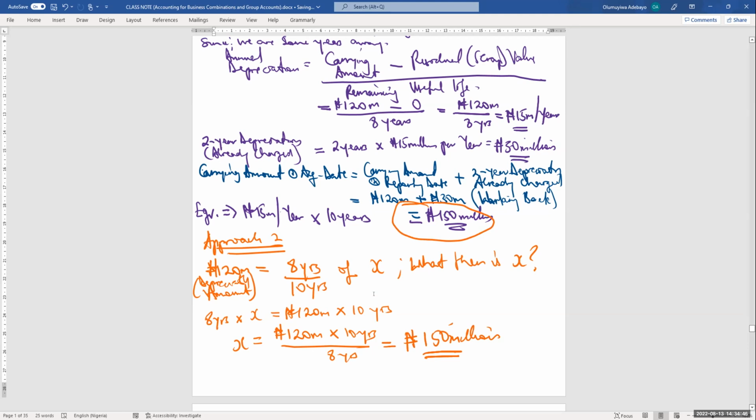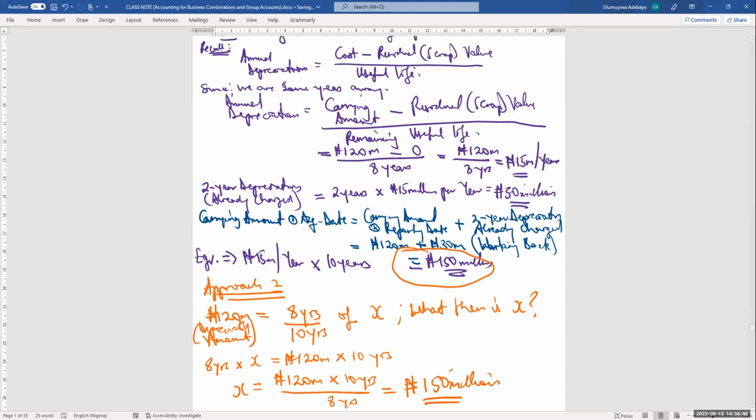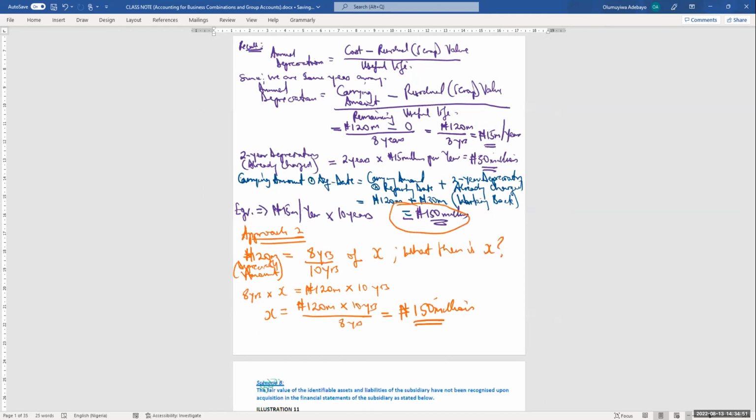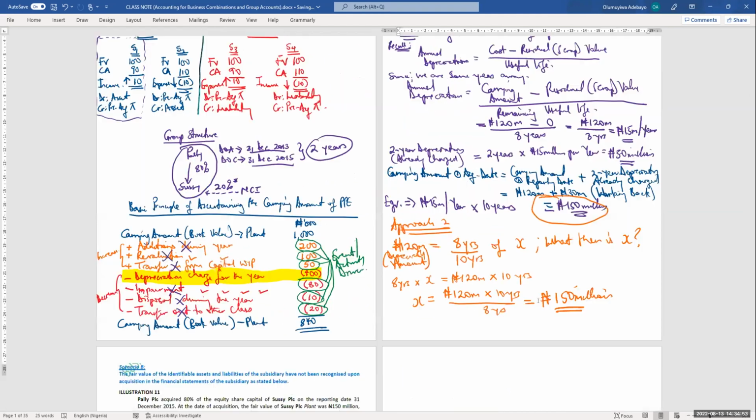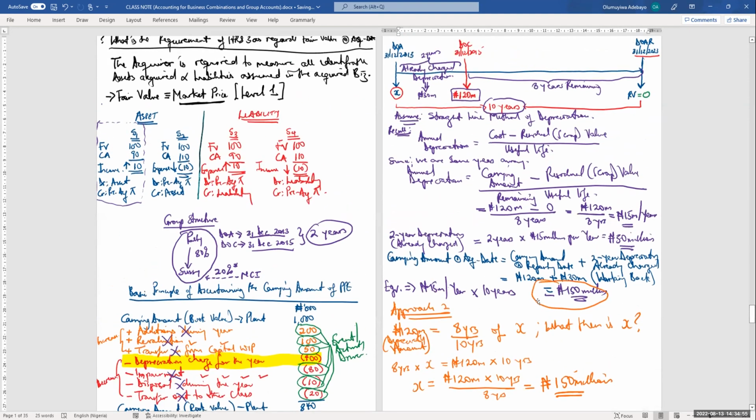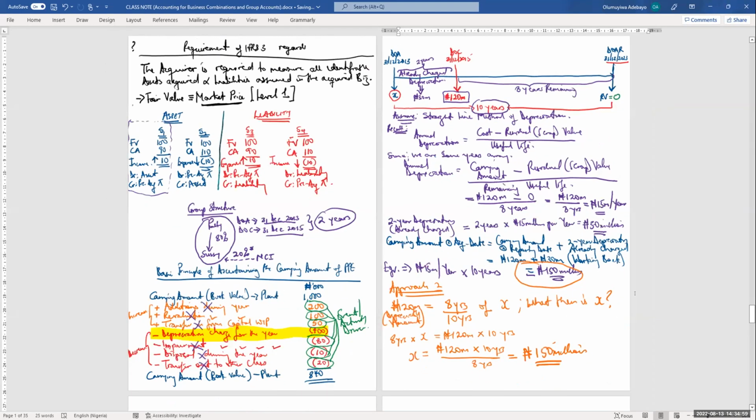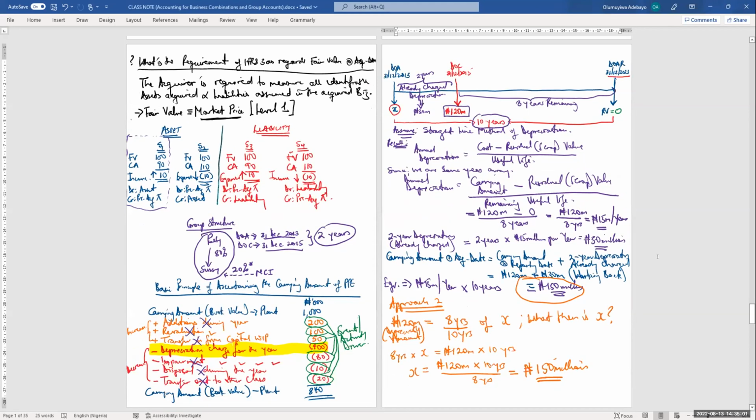Which means your understanding of basic principles will be key and instrumental to solving problems directly or indirectly. Any question on this so far?